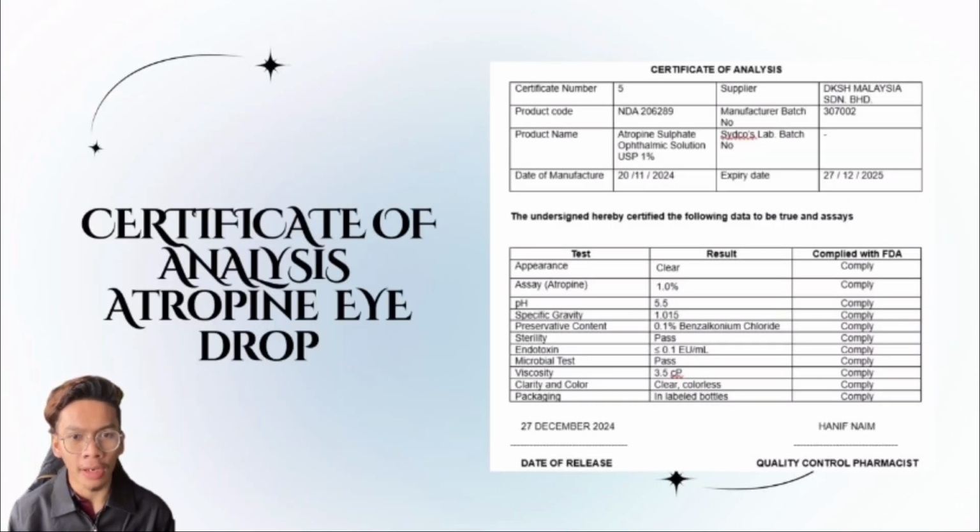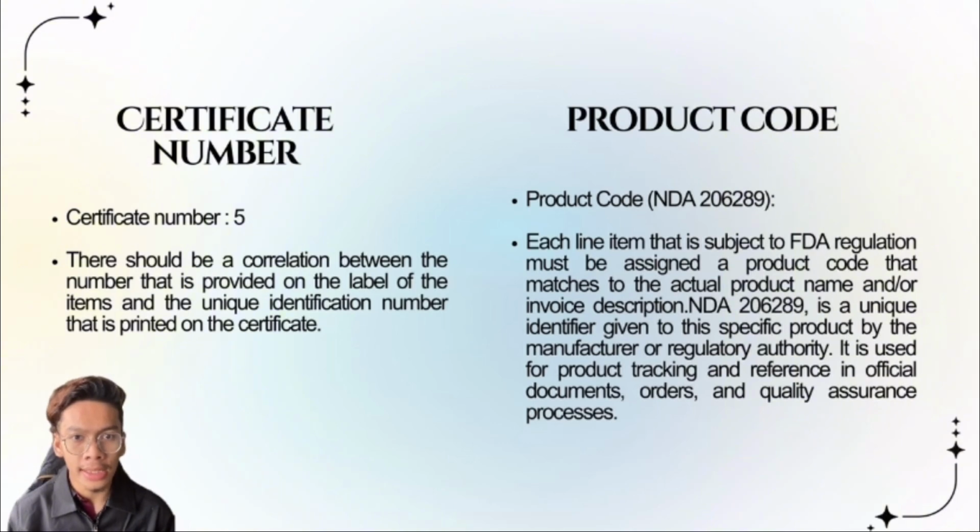So this is the certificate of analysis of the Atropine eye drop. It contains certificate number, product code, product name, who is the supplier, manufacturing batch number, lab batch number, date of manufacture, and expiry date. It also has a list of tests that have been conducted on the Atropine eye drop product. So firstly is the certificate number.